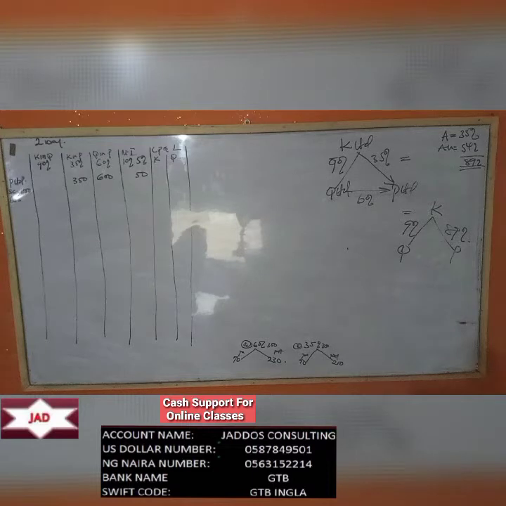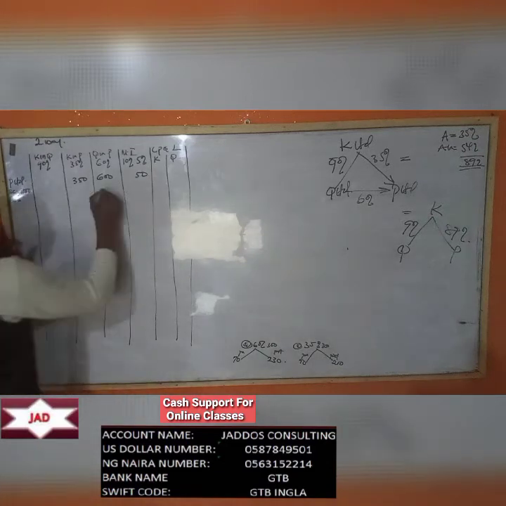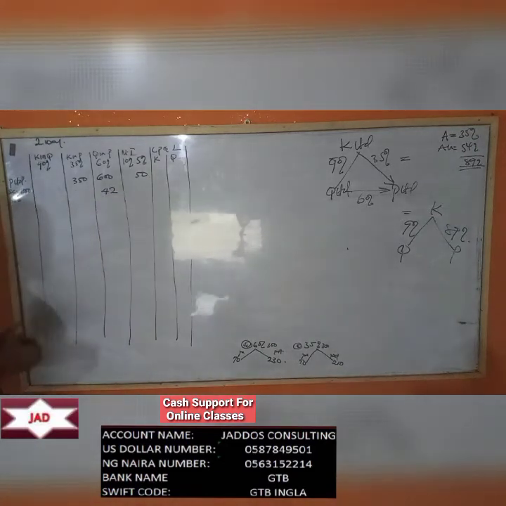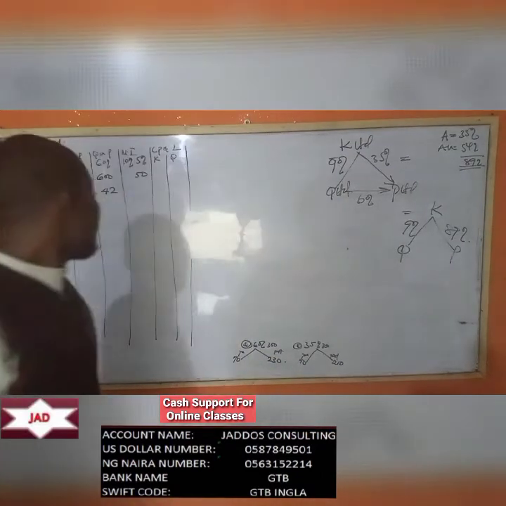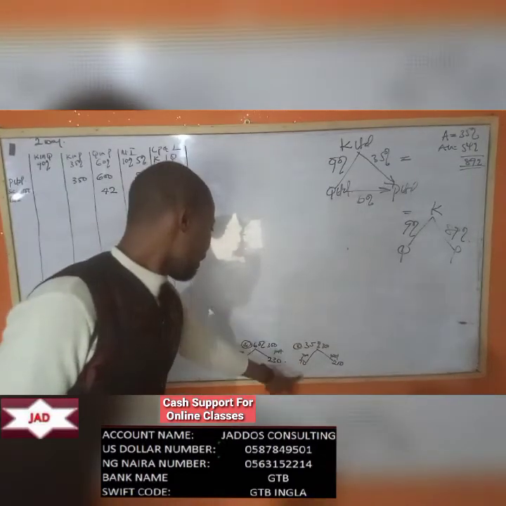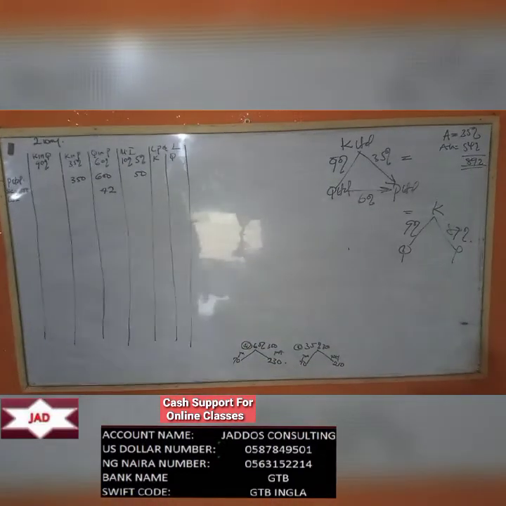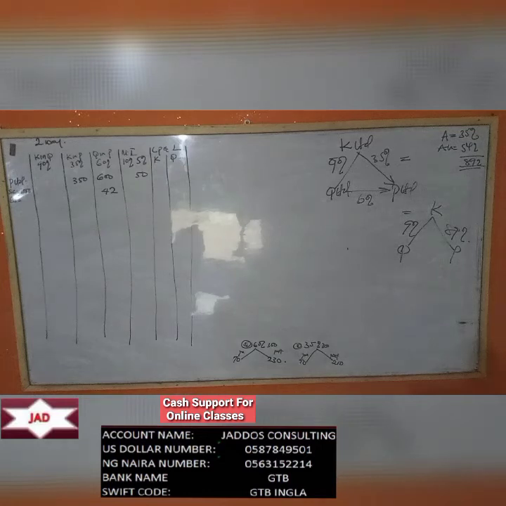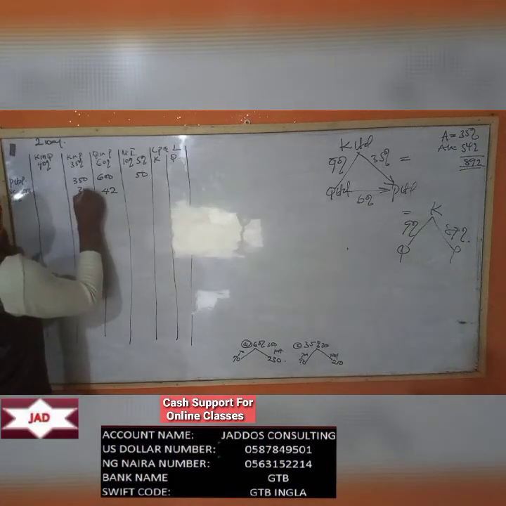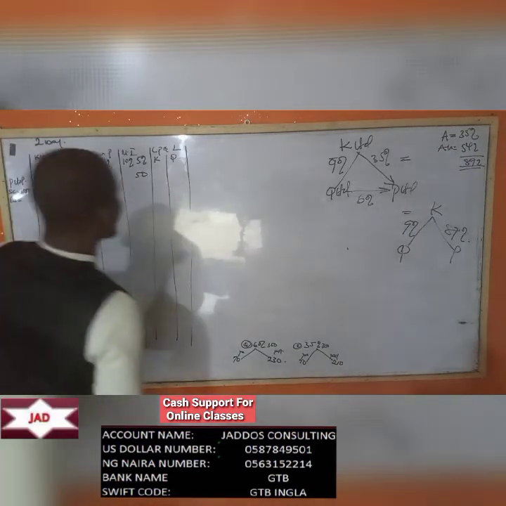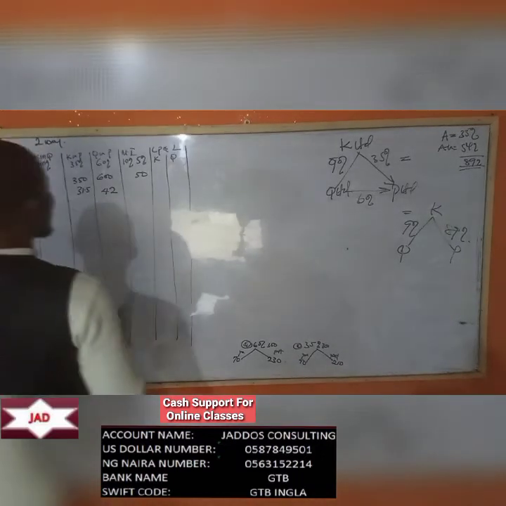0.6 times 70 is 42. So we have 42 here. So what's the pre here? 35 of what? 90. Right? 0.35 times 90 is 31.5. So what is the minority interest?